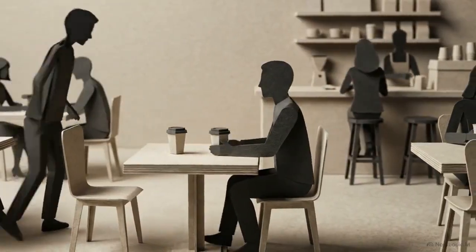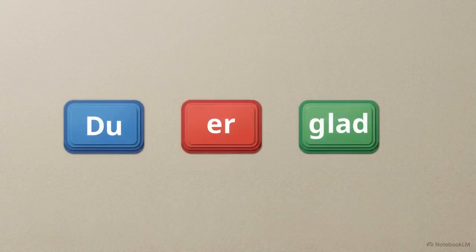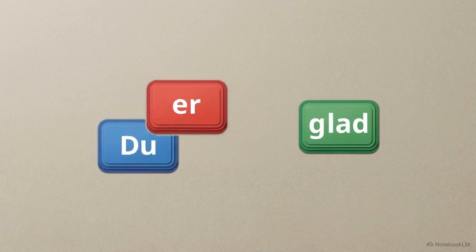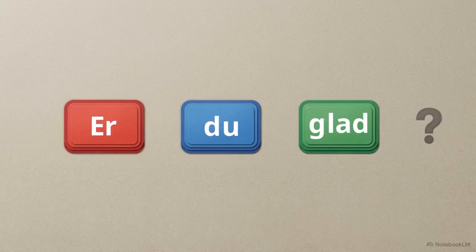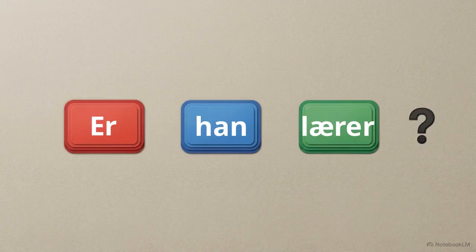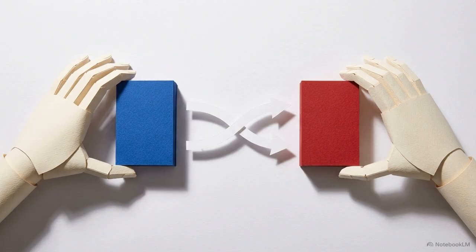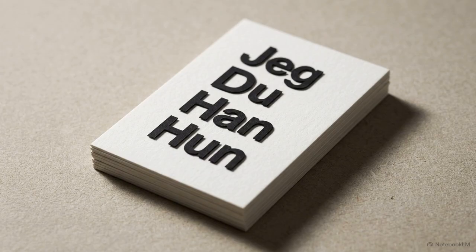Now that we can make statements, let's look at how to ask for information by forming questions. To turn a Danish statement into a question, you simply invert the first 2 blocks. Du er glad becomes er du glad? Are you happy? Han er lærer becomes er han lærer? Is he a teacher? Say them with me. Er du glad? Er han lærer? Understanding this physical shift in word order allows you to double your conversational options using the same vocabulary you've already learned.